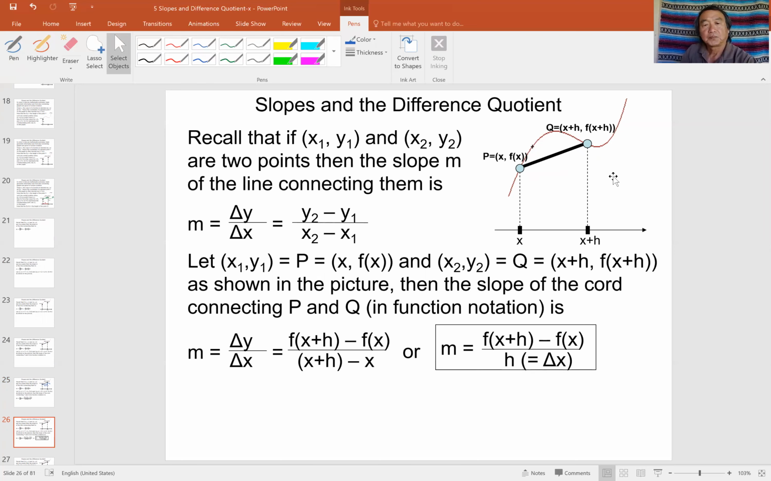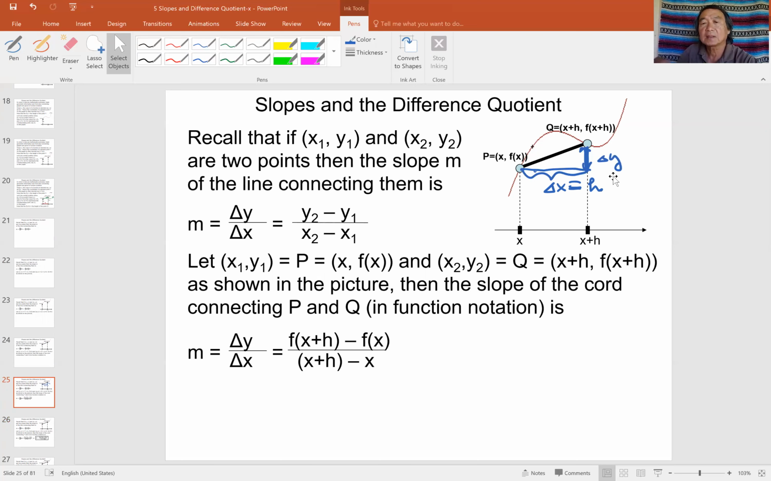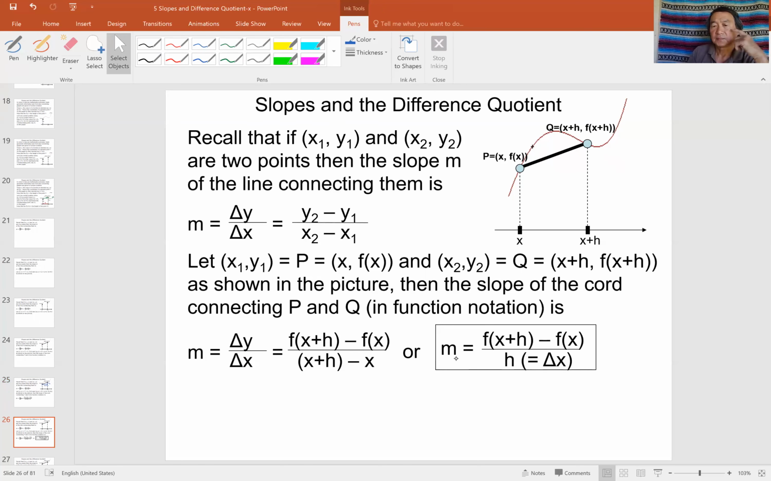So if I translate this slope formula using the coordinates x plus h, x, f of x plus h, f of x, all these coordinate quantities, then the formula becomes this. This is called the difference quotient formula.